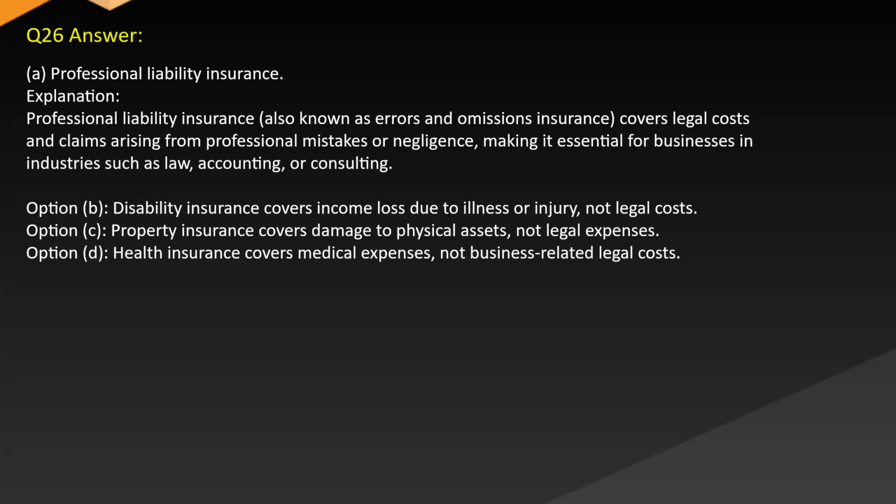Option B. Disability insurance covers income loss due to illness or injury, not legal costs. Option C. Property insurance covers damage to physical assets, not legal expenses. Option D. Health insurance covers medical expenses, not business-related legal costs.